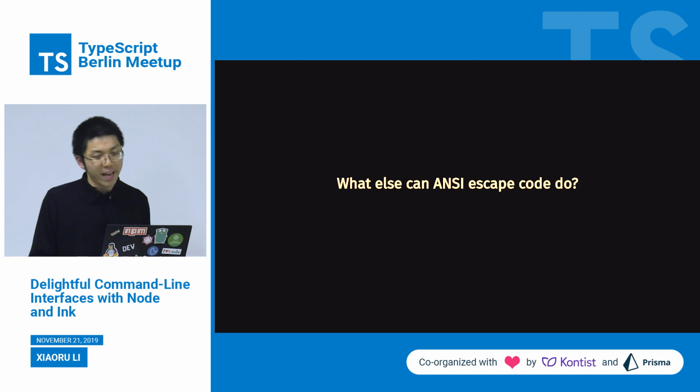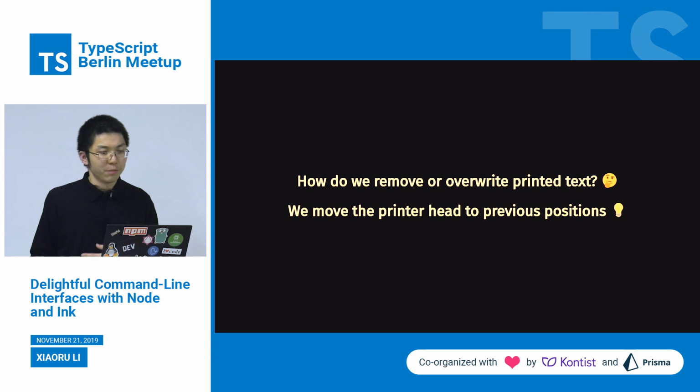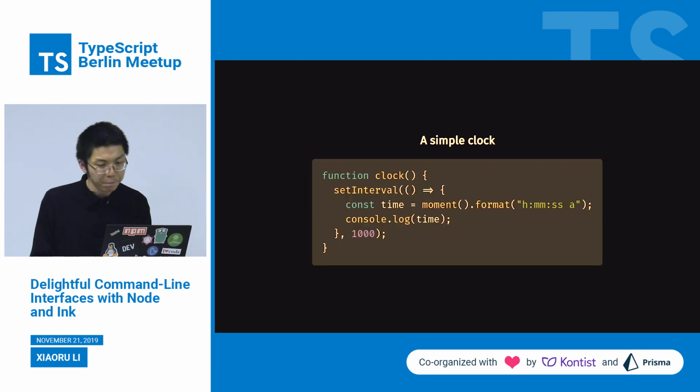So what else can ANSI escape code do? Cursor manipulation. For example, how do we remove or overwrite something that's already printed on the screen? I mean, we're not printing it on paper, so we prefer to modify stuff. We can just move the printer head to a previous position, and just start from there.